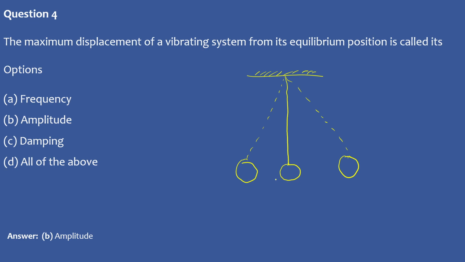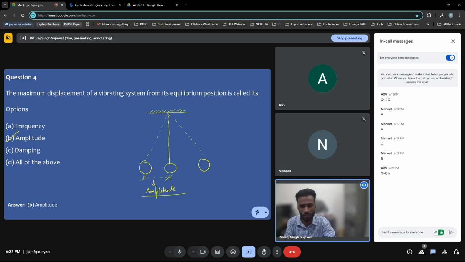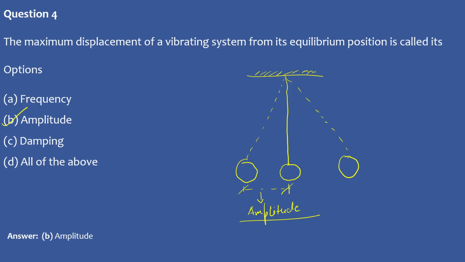As we know, if we give a little initial displacement to this pendulum, it will vibrate considering its natural frequency, and the maximum displacement which it will reach from its mean position is known as amplitude. So the correct answer is B, amplitude. Okay. This is like we have studied in our 12th standard also, so that's a similar problem.